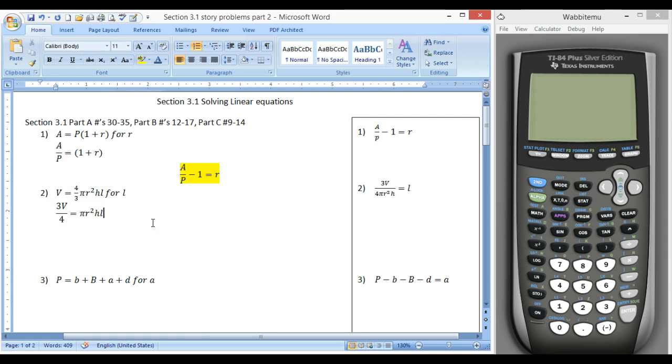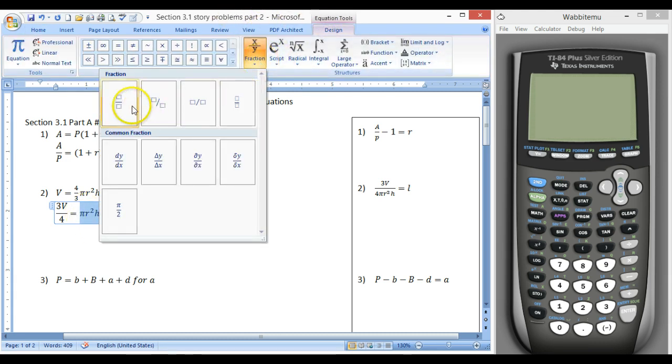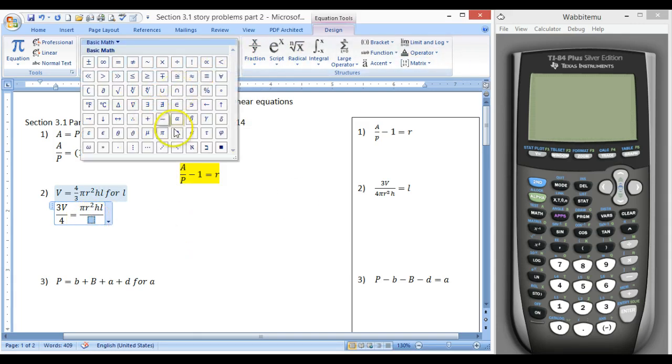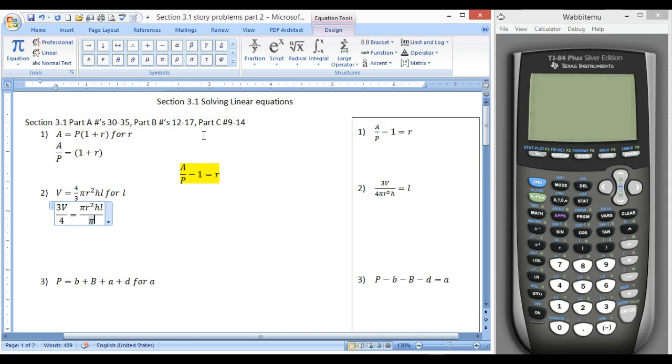Okay, so now I have 3v equals pi r squared h l, and I'm solving for L. So I want this L to be all by itself. Since everything over here is being multiplied, I can just divide everything. So I'm going to divide by pi, which we will find in here, pi, and then r squared, and I'm just using my arrow buttons to go in and out of those different formats that I've put in, and h.